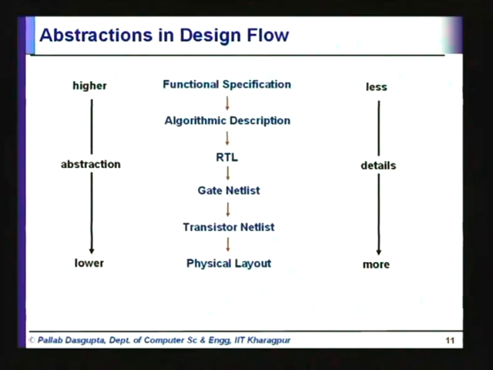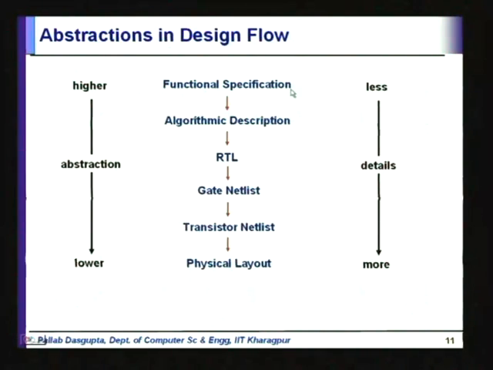So, to summarize what we have talked about here today is that there are various abstractions in the design flow. In this picture, the higher up that we are, it is a higher level of abstraction. The lower down that we go, it is a lower level of abstraction. The higher up you are, the fewer details you have, and the lower you go in the abstraction level, you add more and more details.